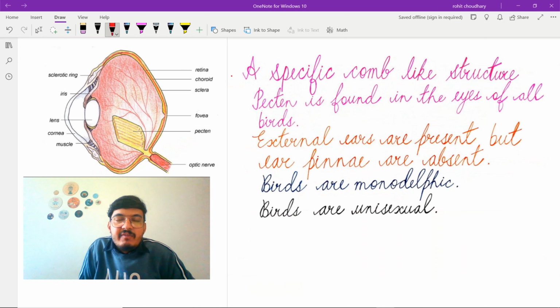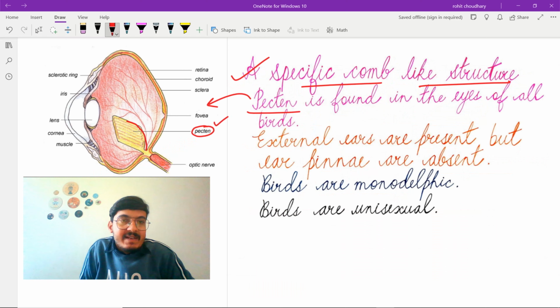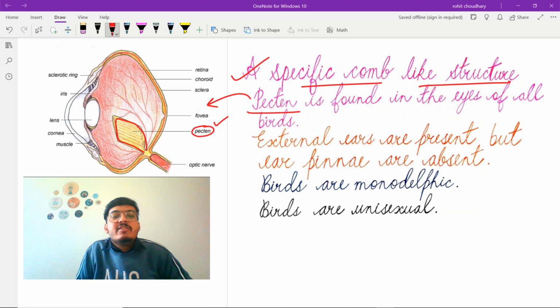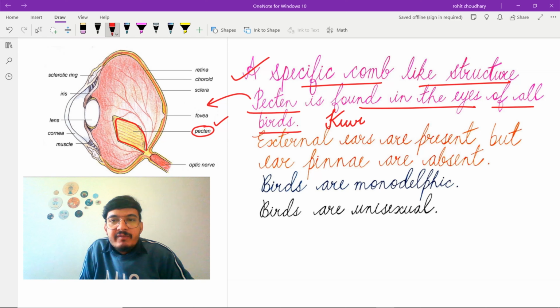The next characteristic feature is a specific comb-like structure called the pecten. As we can see in the diagram of the eye of a bird, a pecten is present in the eye near the blind spot. This comb-like structure helps in accommodation of the eye and provides nutrition to the eyeball, and it is found in the eyes of all birds except the kiwi. It is not found in the eye of the kiwi, which is also a flightless bird.